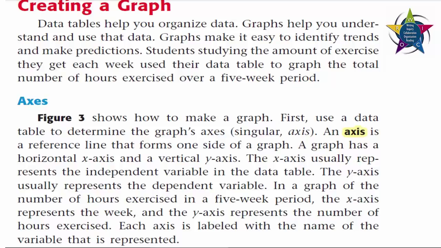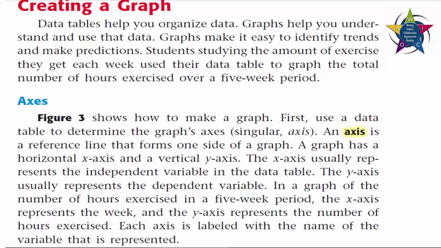Axes. Figure 3 shows how to make a graph. First, use a data table to determine the graph's axes, singular axis. An axis is a reference line that forms one side of a graph. A graph has a horizontal x-axis and a vertical y-axis. The x-axis usually represents the independent variable in the data table. The y-axis usually represents the dependent variable.